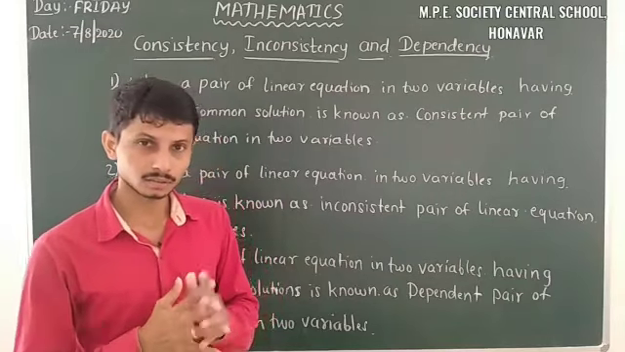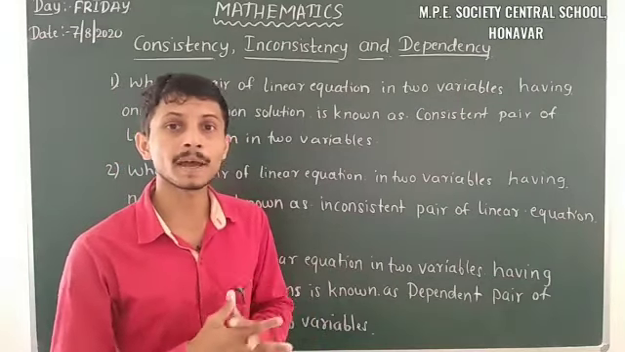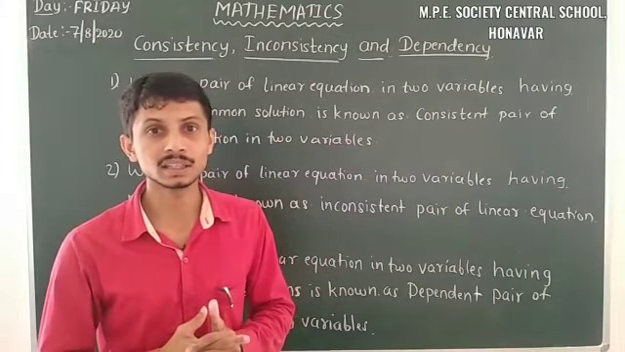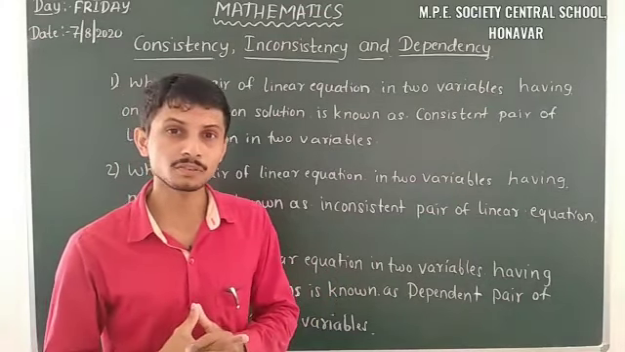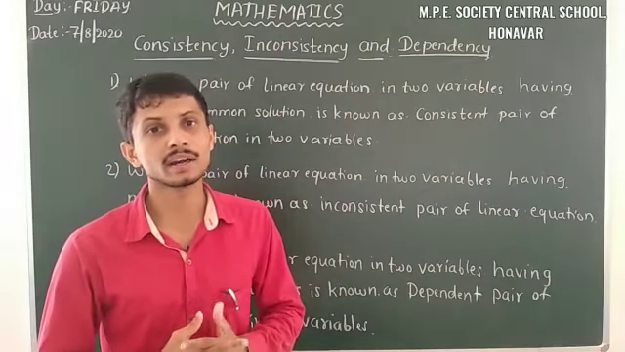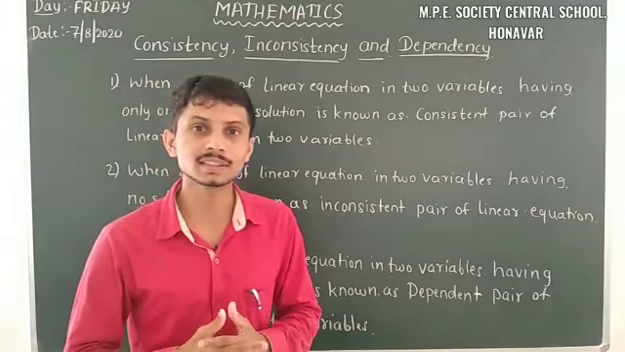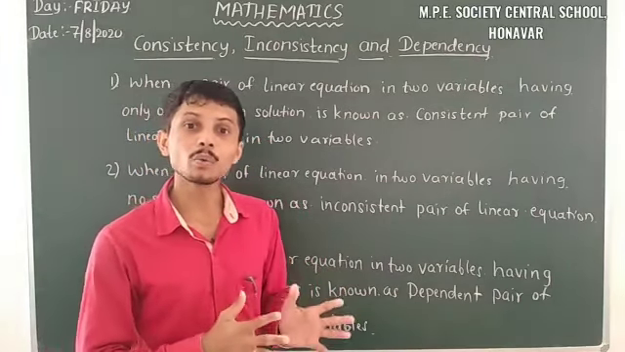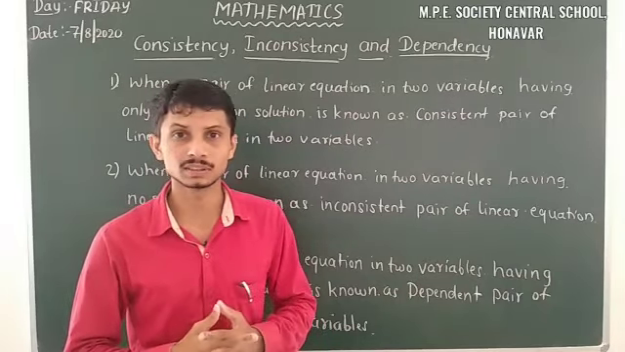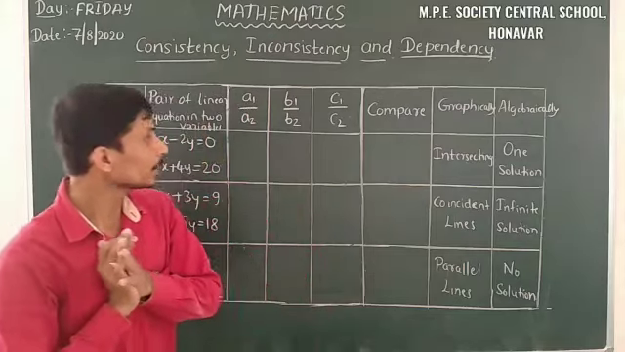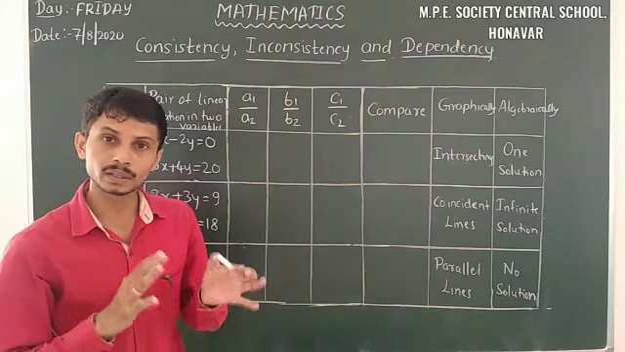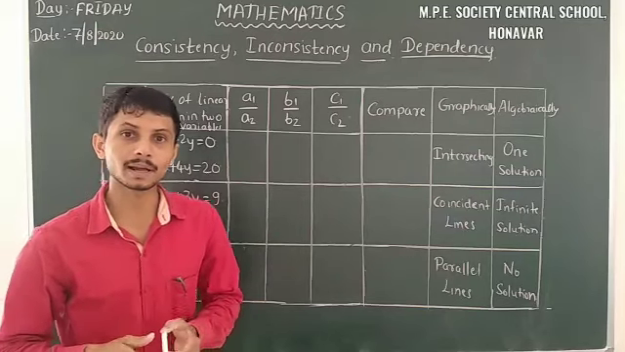Here we are comparing inconsistency, consistency, and dependency with the ratios of the coefficients of x and y and the constants. So let us discuss how we can compare consistency with the ratios of coefficients. We already know the graphical method and the algebraic method.